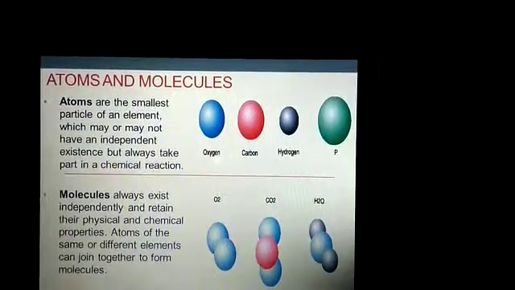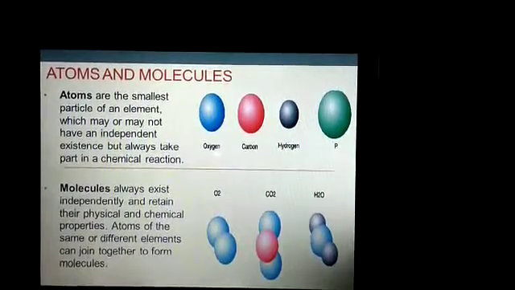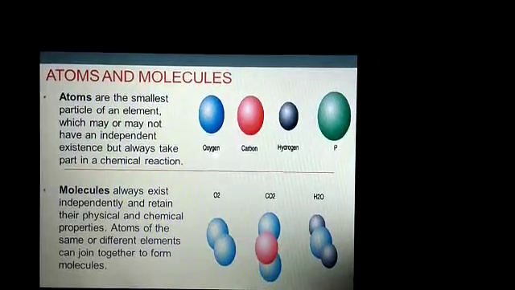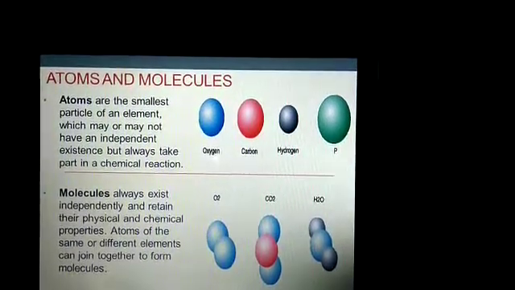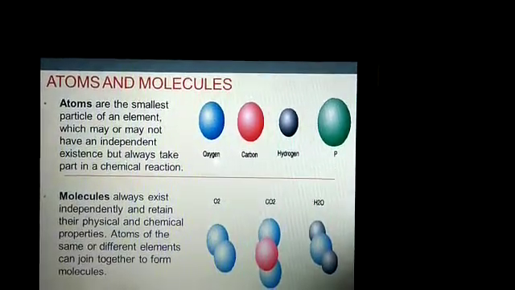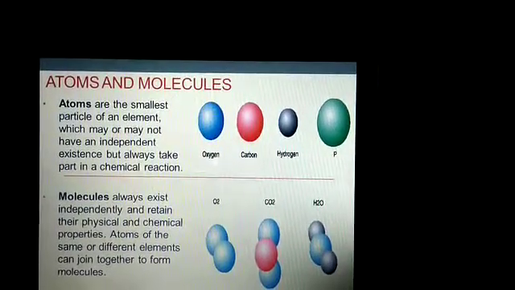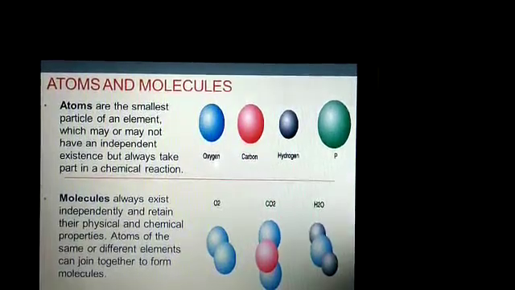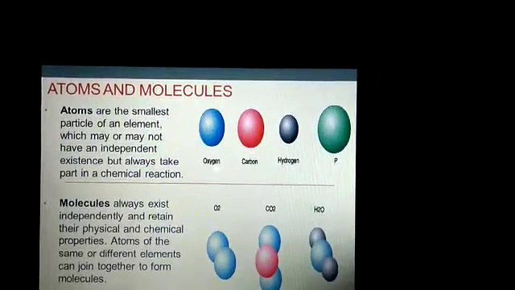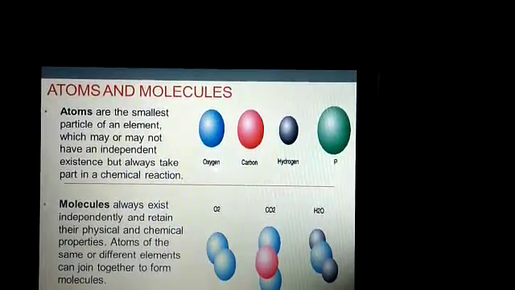Now atoms and molecules. Atoms are the smallest particle of an element which may or may not have an independent existence but always take part in a chemical reaction. The examples you can see here are the oxygen atom, carbon atom, hydrogen, phosphorus. All these atoms are represented by a single picture. It means all atoms are the smallest particle of an element and they always exist as a single unit.